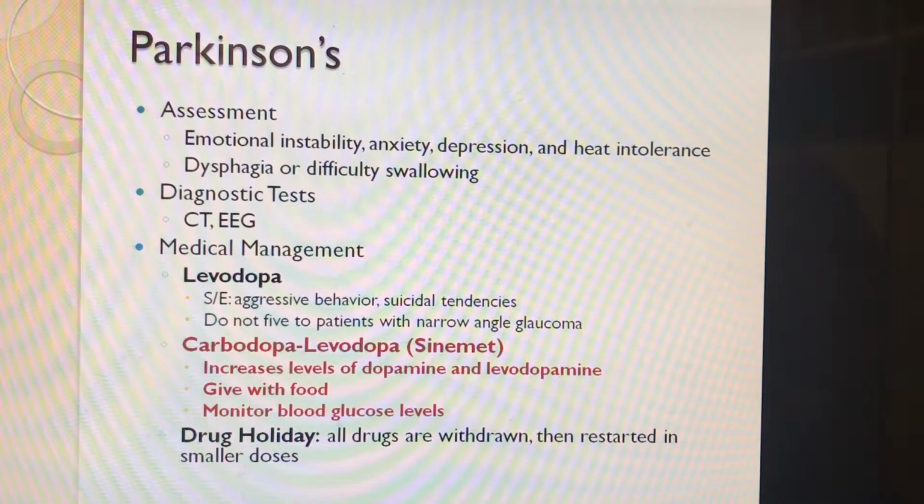Diagnostics: they can do a CT or EEG. Your medical management: you have levodopa, and the drug of choice is carbidopa-levodopa, which together is called Sinemet. With this, you want to remember that it increases levels of dopamine. You want to give it with food, and you want to monitor your blood glucose levels. They can do what's called a drug holiday, and this is where all drugs are withdrawn, then restarted in smaller doses.